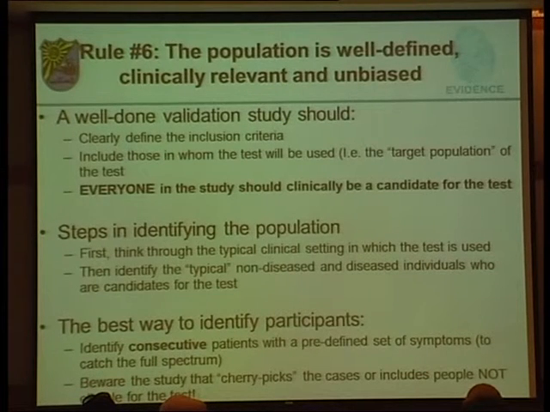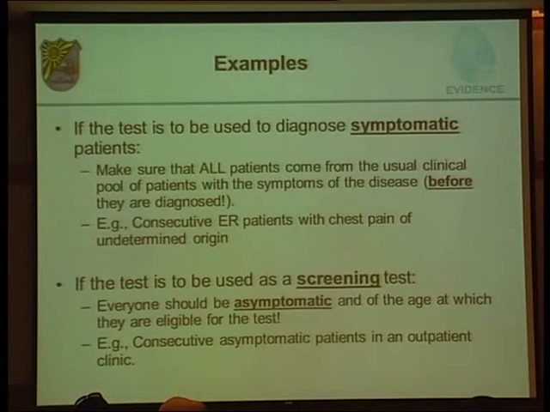And beware the study that cherry picks the cases to be more severe and the controls to be less severe, or including people who would not be eligible for the test. Then you have a problem. Okay? So here's some examples. If the test is used to diagnose symptomatic patients, make sure all the patients come from the usual clinical pool of patients with the symptoms of the disease before they're diagnosed, not after. For example, consecutive ER patients with chest pain of undetermined origin.